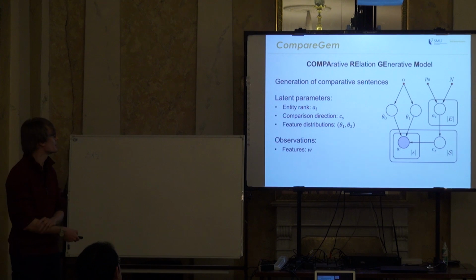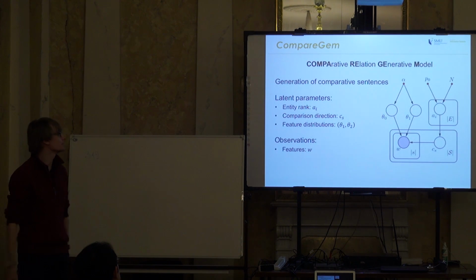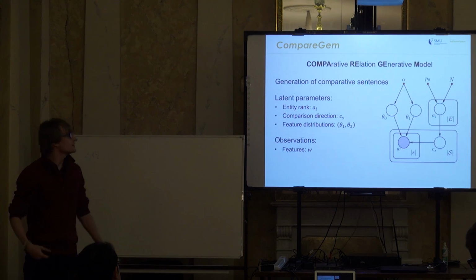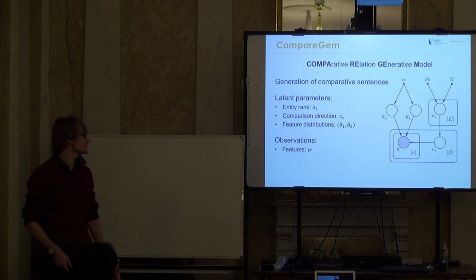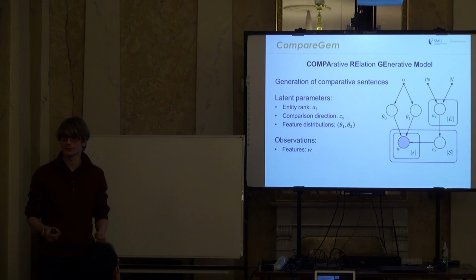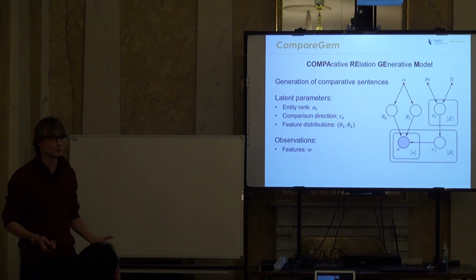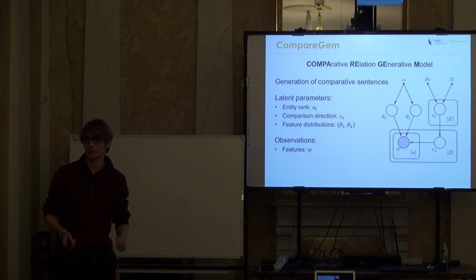It's a graphical probability model, combining all the parameters together. So entity ranks for each entity, the comparison outcome for each sentence, then the feature distribution for our naive Bayes classifier, indicating whether the first mentioned entity is preferred or the second. And then we observe the features in the way we encoded them, like #1 better, #2.